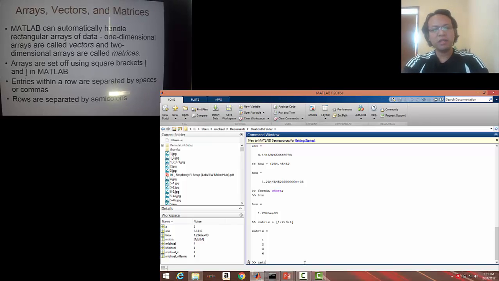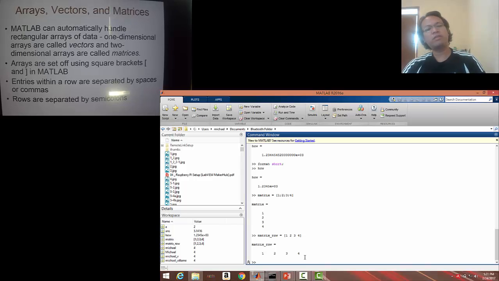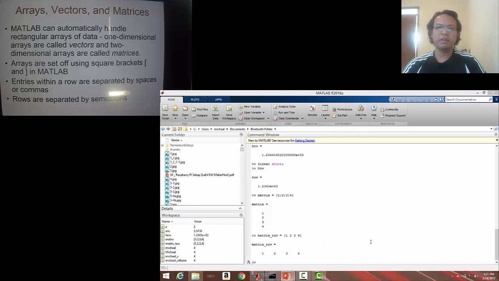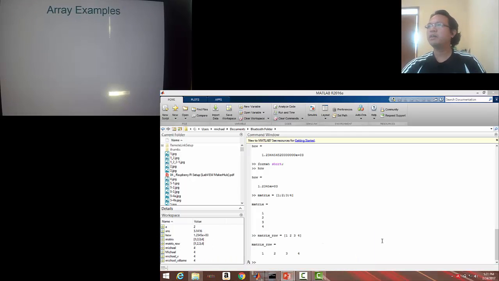But if you write like this, matrix, say row, for example, and then bracket 1, 2, 3, 4, and then close, that is a row vector. Okay, I think you have seen now the difference. It's quite easy. This is a vector. So looking at some examples here, our examples. Okay, we have that one.